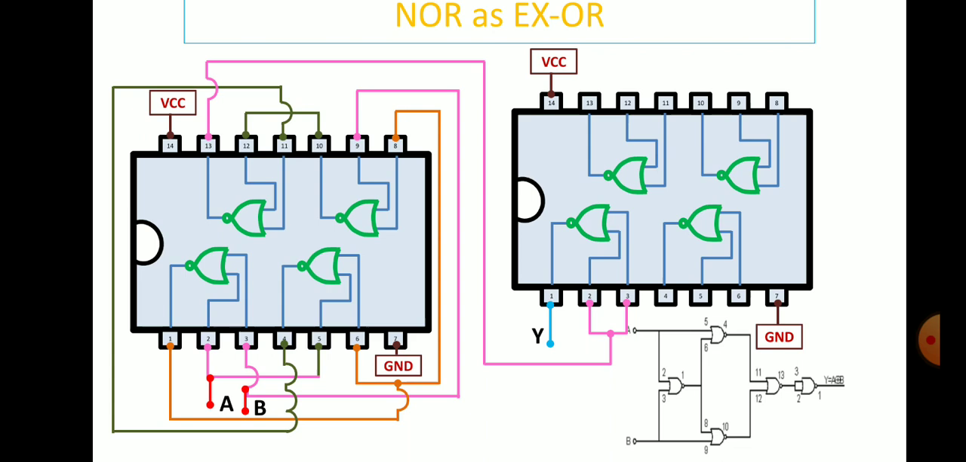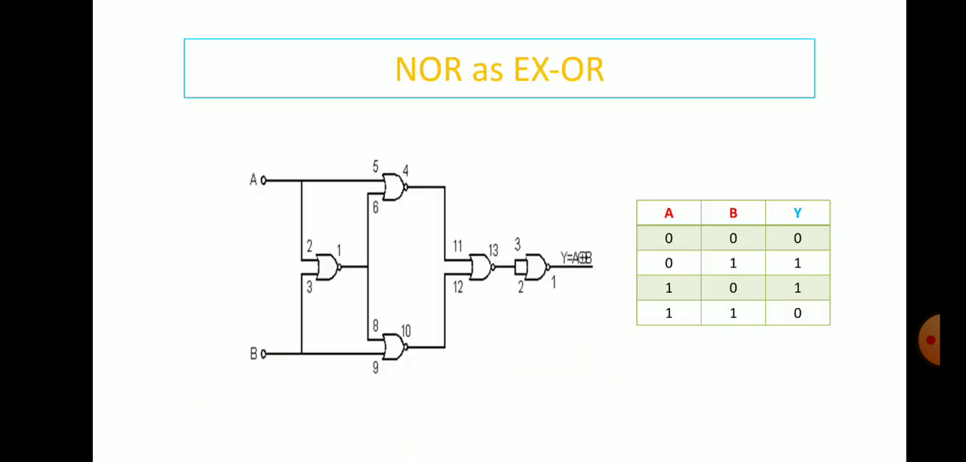So, we will check the truth table. If either one of the inputs is 0 and the other is high, the output will be 1 for the XOR gate. So, with the help of this truth table, we can check the operation of the XOR gate using this circuit diagram.